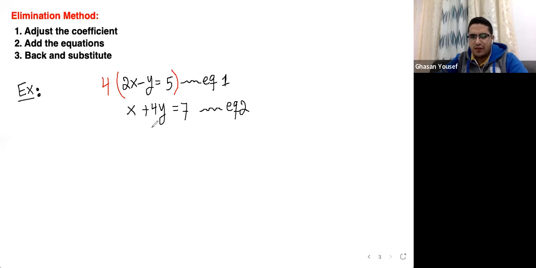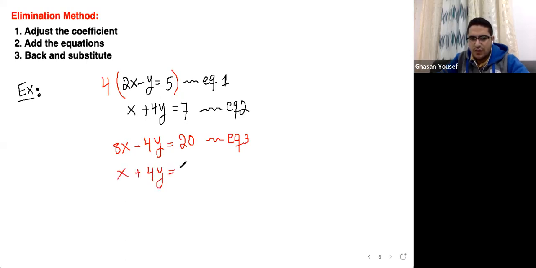So right now, I'm thinking to eliminate the y variable. So I want to multiply the first equation by 4. When I multiply the first equation by 4, I will get 8x minus 4y equal 4 times 5 is 20. So this is equation number 3. And already I have equation number 2, x plus 4y equal 7. So my first step is done.